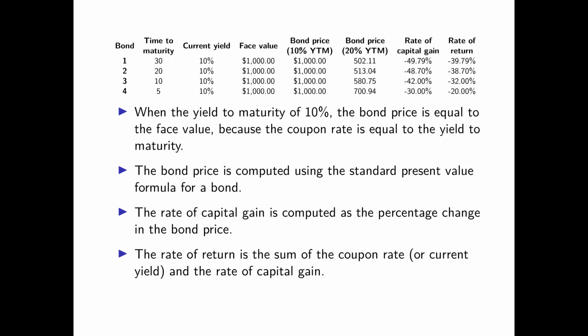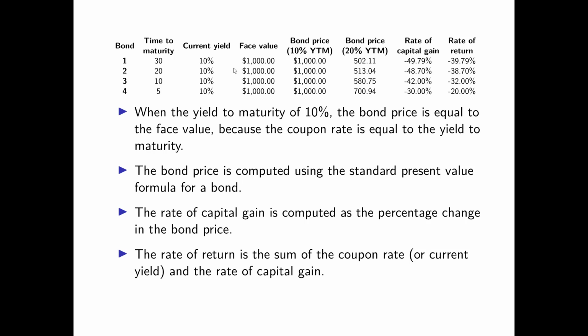Now the yield to maturity is going to increase from 10% to 20%. So what we are going to do now is compute the new price using a financial calculator application online. We're going to compute the new bond price now that we have a higher yield to maturity. For the bond with a time to maturity of 30 years, the new price is 502, then 513 for the maturity of 20 years, 10 years 580, and 5 years $700.